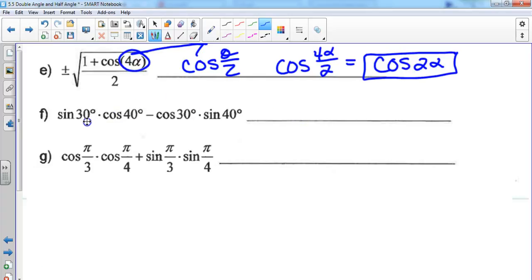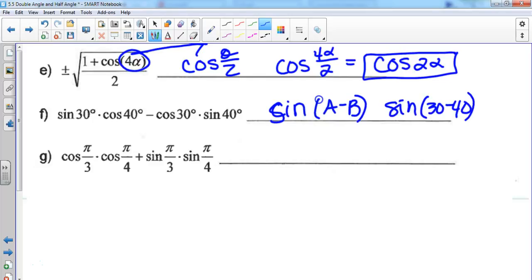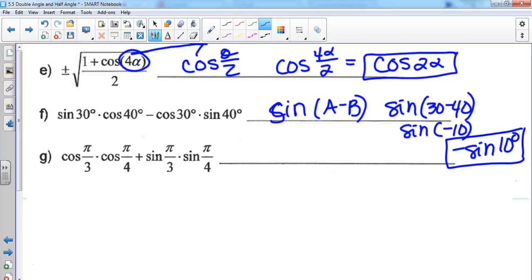All right, sine, cosine minus cosine, sine is the sine of A minus B on our sheet. The A and the B's are 30 and 40. What is 30 minus 40? And with a sine, what can you do with a negative? So it's the opposite of the sine of 10 degrees.